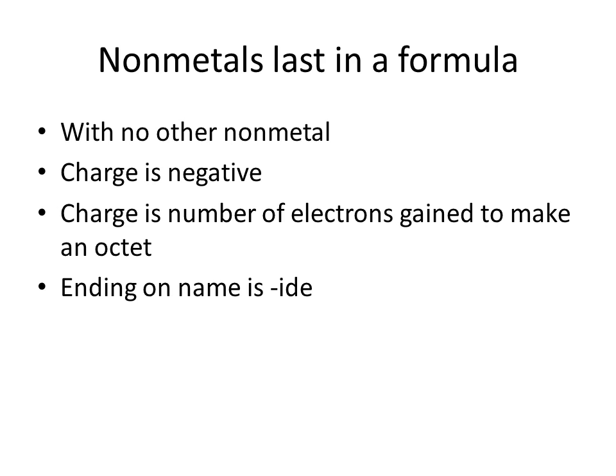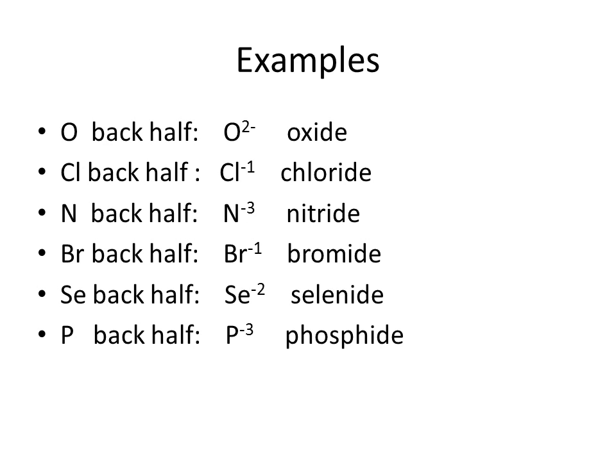The ending that we give to the nonmetal is always going to be -ide. For example, if we look at oxygen, when it's last in the formula, by itself, not with another nonmetal like nitrogen or carbon, but when it's just oxygen in the second half of a formula, then we give it the name oxide because it will have a 2 negative charge.